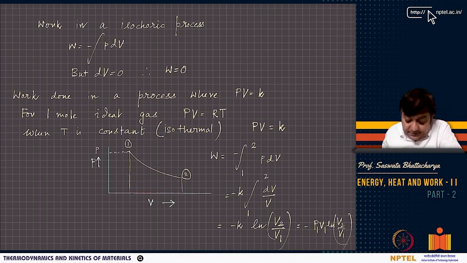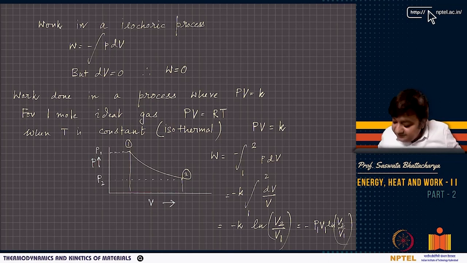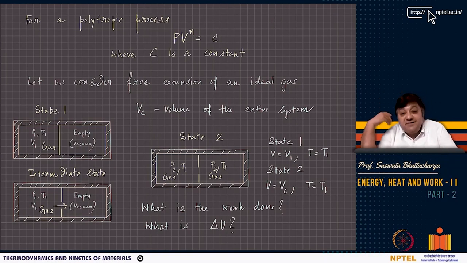You have P1 here, I'll say you have P1. Right? So it becomes like minus P1 V1 ln(V2/V1). So again, if it's a polytropic process, like PV^n equals constant, then you can find out what's the work done.